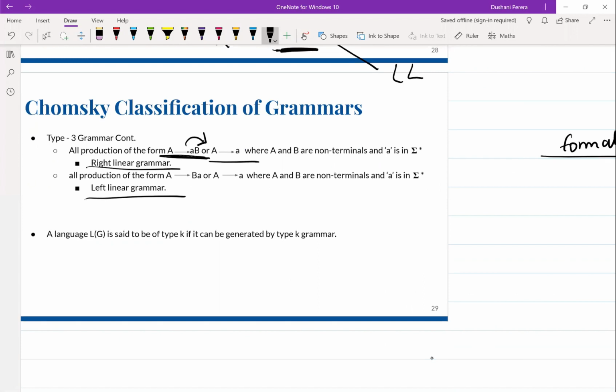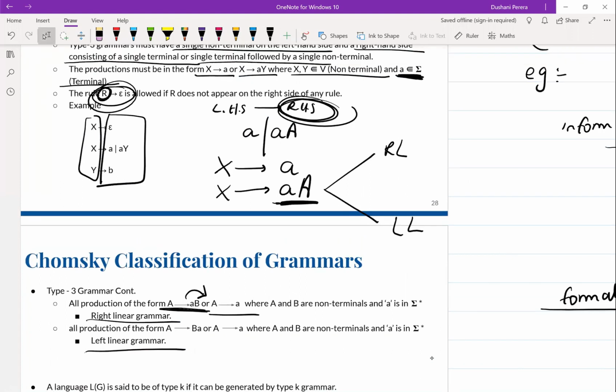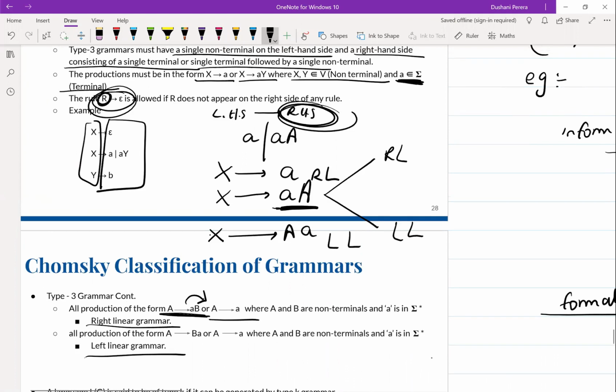If there are non-terminals, they mostly go towards the right hand side of the production. And then left linear means as much as possible they come towards the left hand side of the production. Okay, so it's like this. So you can have X implies Aa, capital A. If it is towards the right, we say this is right linear. If it is towards here, we say this is left linear. That is how we categorize that.